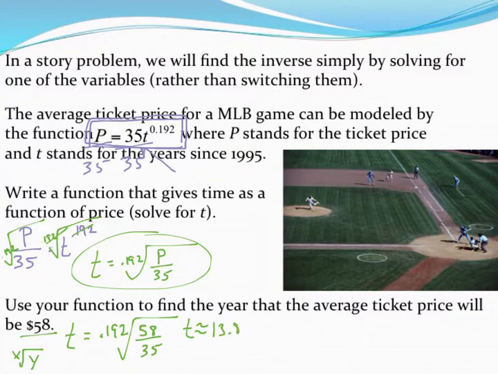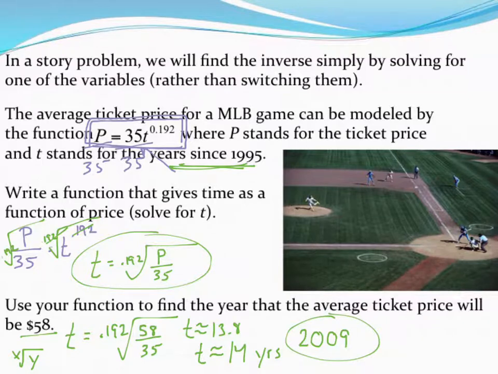Now recall from our problem that the t stands for the years since 1995. So I'm going to just go ahead and round t up to 14, might as well. So t is about 14 years past 1995, and 14 years past 1995 comes out to be the year 2009. So based on this equation, I'm going to predict that my ticket price of $58 is going to occur in 2009.